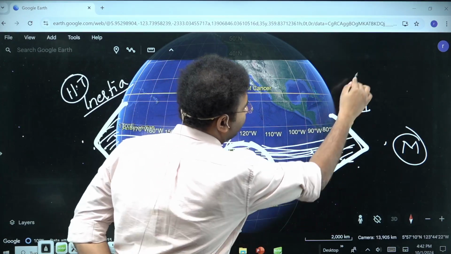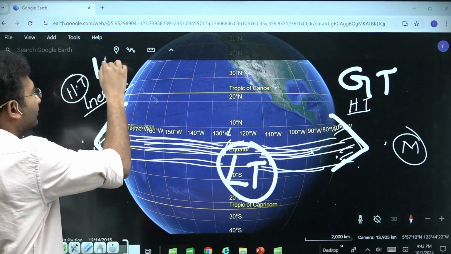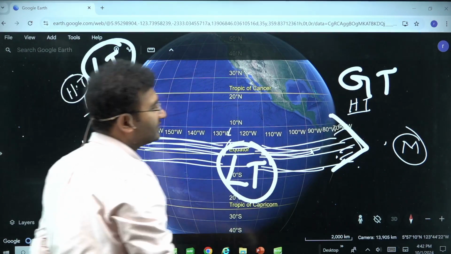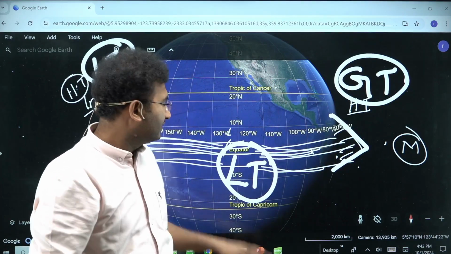Here you will have a high tide. This is gravity tide, gravity pull tide, and this is inertial tide. So this is how the formation of tides takes place, and this is your low tide.